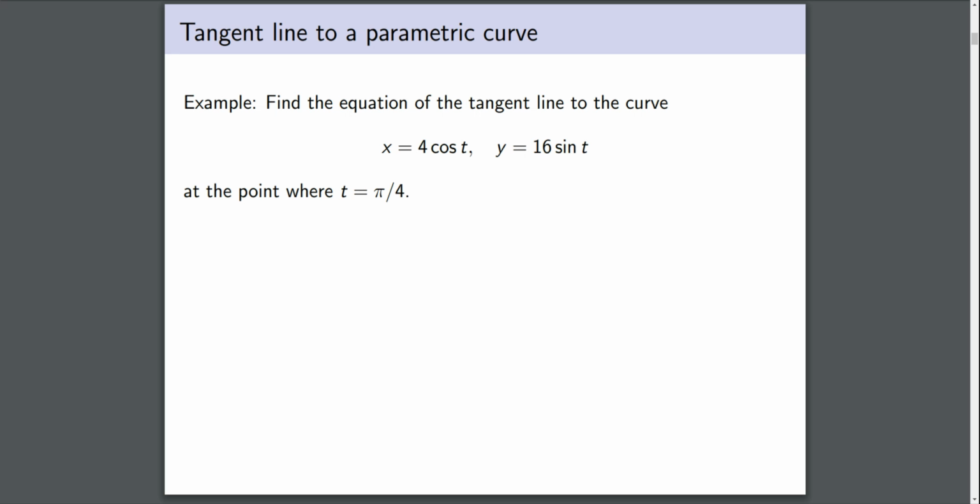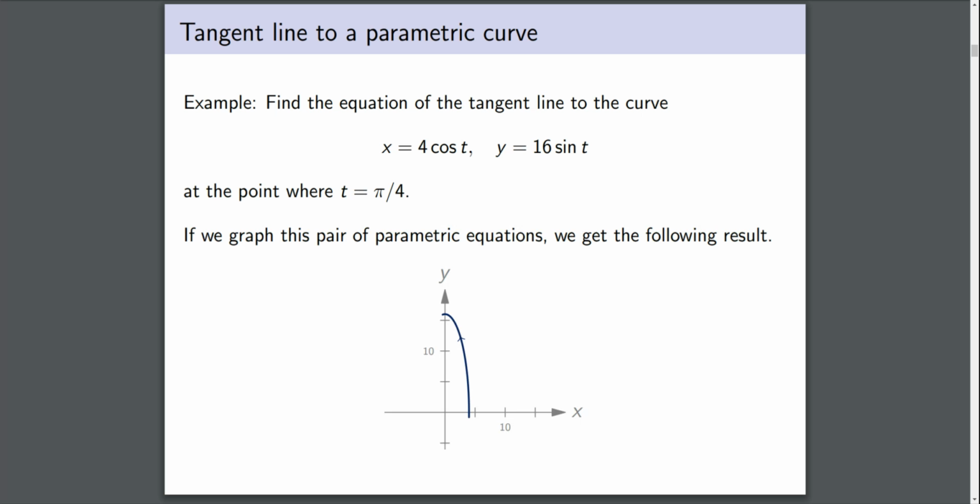So I've given a parametric curve here in this example, and we want to find the equation of the tangent line to the curve at the point where t is equal to pi over 4. What we've seen up to this point, one way we can approach a problem of this type is to draw a graph, and I did that here. So I let t go from 0 to pi over 2, and then I get the following curve in the plane when I go through those values.